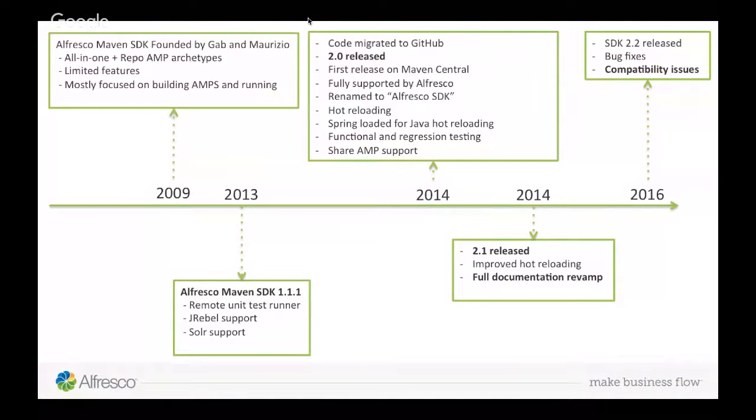So, brief history. Back in 2009, we had Gab and Mauricio create the first iteration of a Maven archetype and a Maven plugin for building AMP files for the Alfresco repository. It was quite limited, but it did the basic thing of handling the life cycle of building your customizations and compiling your code. It had a little bit around testing, but it was mostly focused on how you build an AMP file that you can deploy into your production environment.